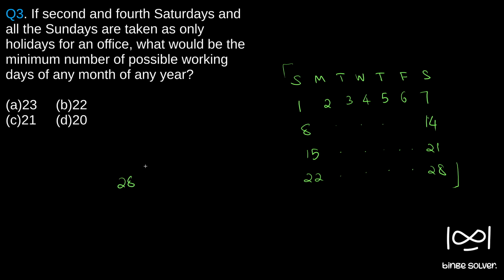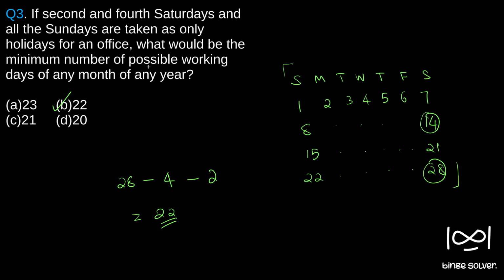There are a total of 28 days and there are 4 Sundays. So we will subtract 4 Sundays, and it is said that second and fourth Saturdays are holidays, so we will further subtract 2. So we get 28 minus 4, minus 2, which is 22 as our answer. So the solution to question 3 is B, 22. What we did here is select February with 28 days to minimize the number of days, and see how many Sundays and second and fourth Saturdays come. So 4 plus 2 is 6, and the total is 22 days. So that is the solution.